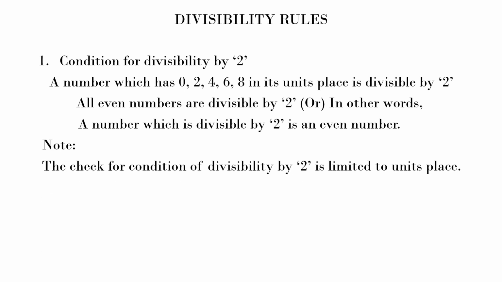But here we should remember one thing, that the check for the condition of divisibility by 2 is limited to units place only. Why I have given this note is because when we come across the condition for divisibility by 4 and divisibility by 8, there along with the units place we will consider the other places also, that is tens and hundreds, like that. So when it comes to divisibility by 2, we will consider only units place, and that should be an even number.